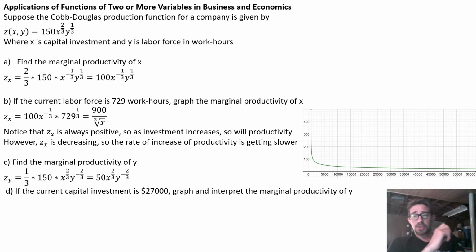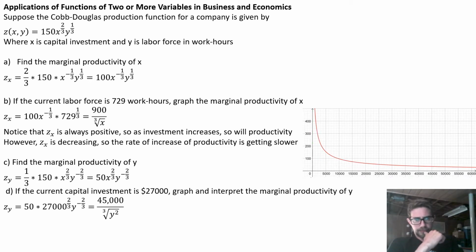Now let's hold x constant, like we do when taking partial derivatives, and call it a certain thing. It's 27 grand, and we do the exact same thing with the marginal productivity with respect to labor force. Plug that number in and simplify it. It turns into 45,000, which I rewrote as the cube root of y squared. And there's the graph.